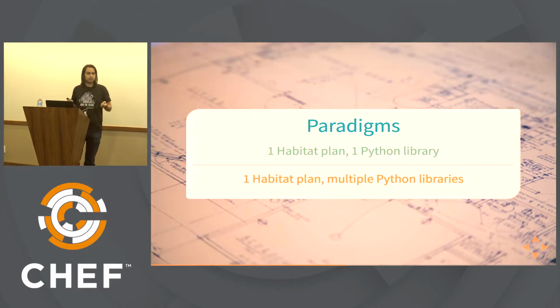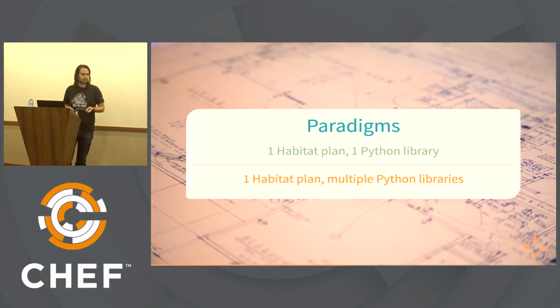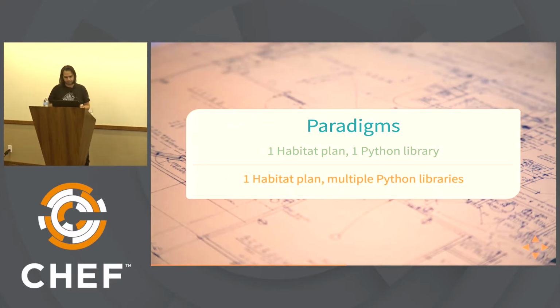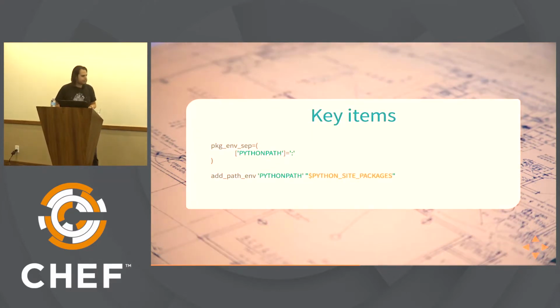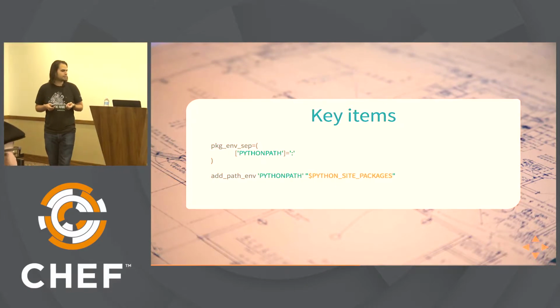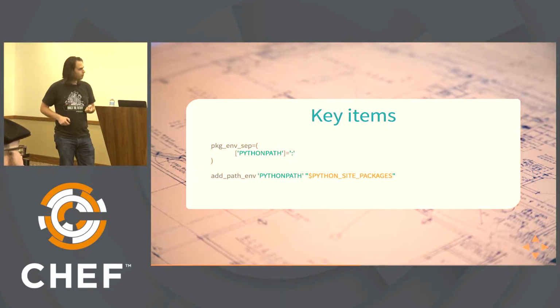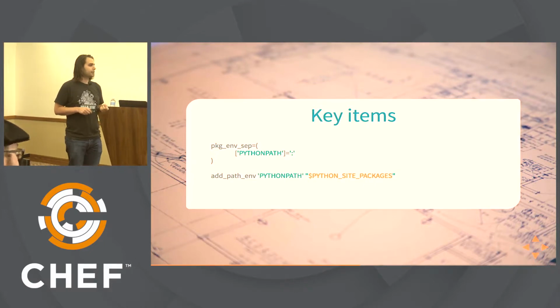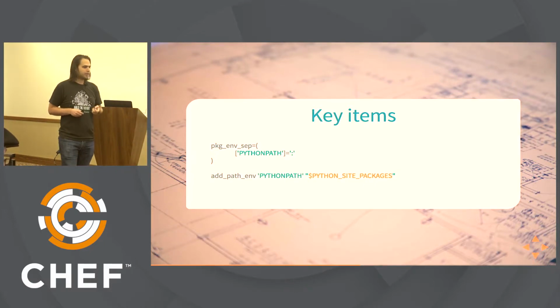And then if you want to be simpler, use the old traditional pip install -r requirements, is you can use the one-to-many approach. And part of this is some of the work I've been doing on Habitat to help facilitate making Python packaging easier. So one of the things to look at is the package env separator and add path env. These are functionality that I've done to allow you to have decoupled Python packaging. And so you can add these specific items to your plan.